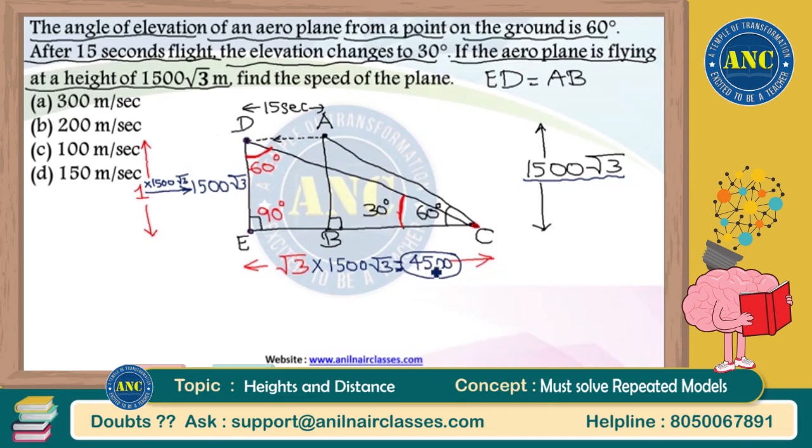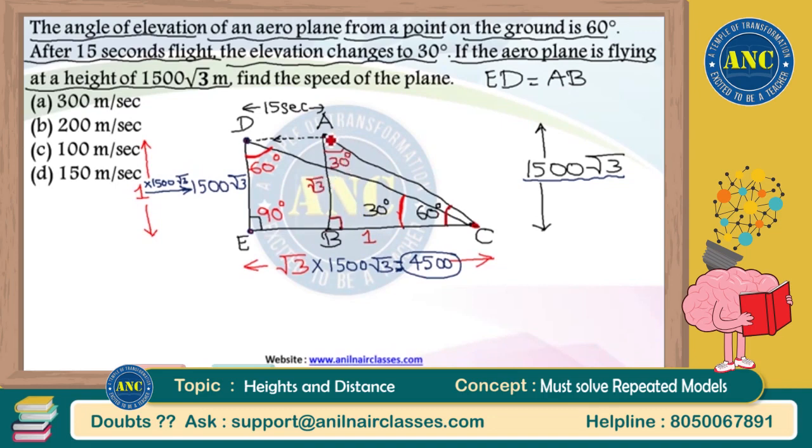If I continue further, there is another smaller triangle. That smaller triangle is nothing but triangle ABC. In this, the angle is 60 degrees. If this is 60 and if this is 90, this should be remaining 30 degrees. But according to the 30, 60, 90 triangle theory, if the side opposite to 30 degree I assume as 1 unit, the side opposite to 60 will become root 3 units.